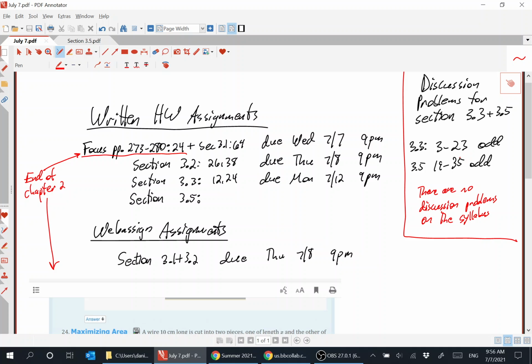There are no discussion problems on the syllabus for 3.3 and 3.5. There's just this sort of extra set of notes, but I didn't like it too much. I think the topic deserves at least a little discussion and some problems to work on. So we'll work on these problems, and I'll have a hand-in assignment for those as well.